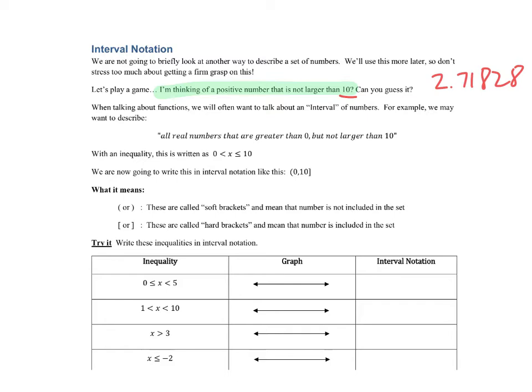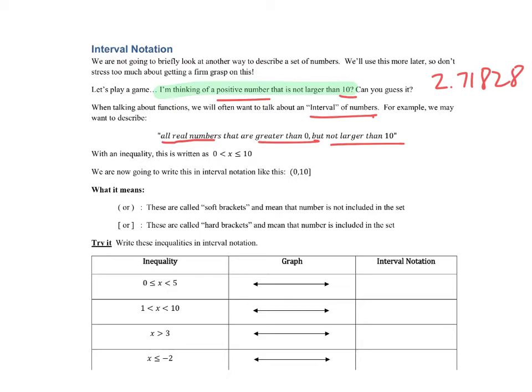So how do we describe all those numbers? If there's infinite numbers, we can't list them all. So we need a quick way to do that. First of all, this interval that we just described here is from 0 to 10. That's called an interval. That's a chunk of numbers. So we're talking about all the real numbers that are greater than 0 and not larger than 10. That was kind of the rules of that little game.